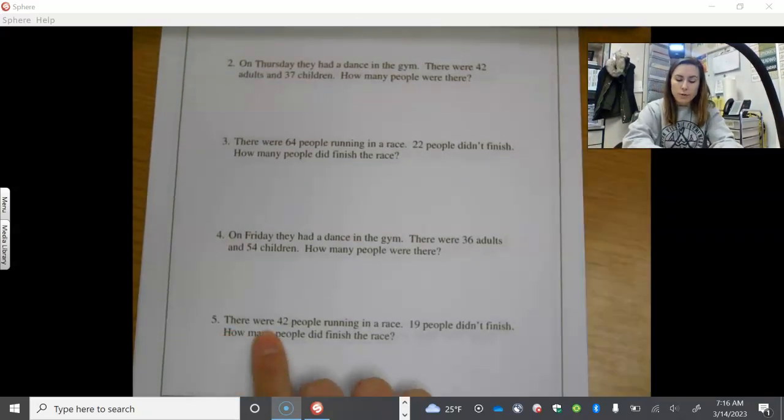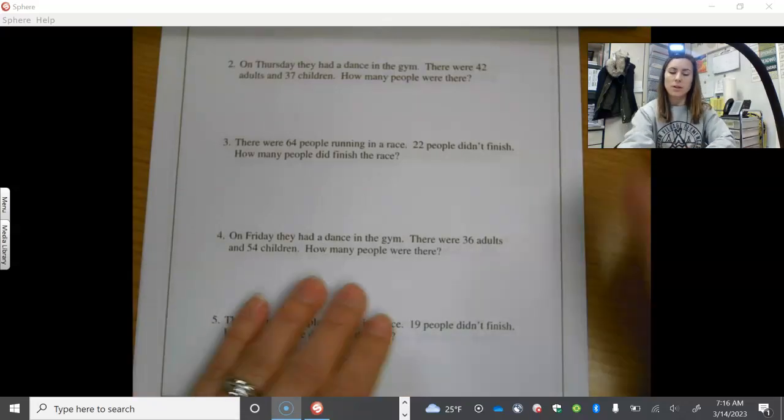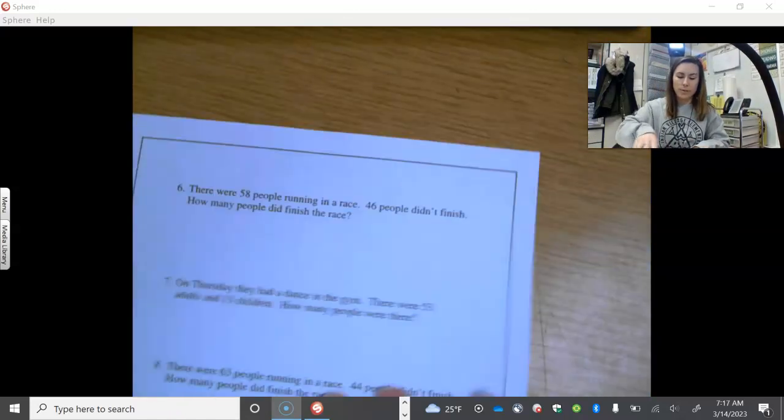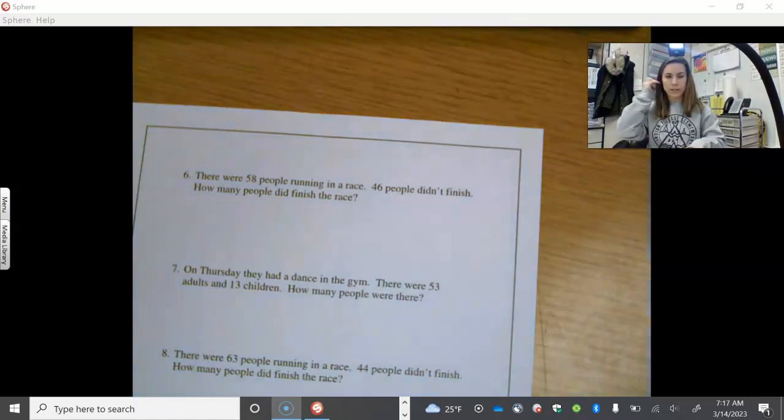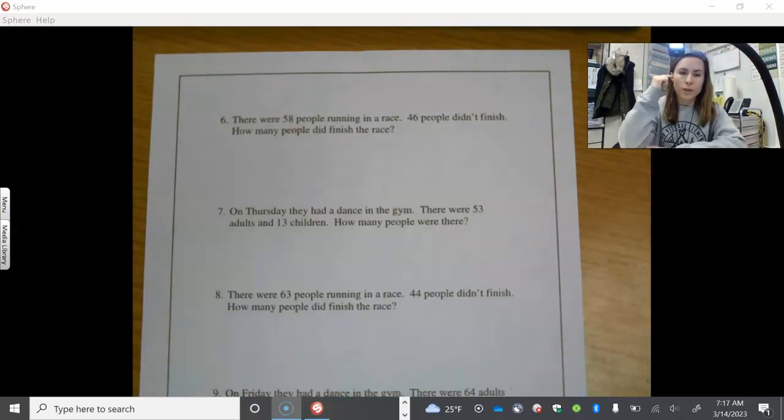Number 5, there were 42 people running in a race. 19 people didn't finish. How many people did finish the race? All right, remember there is a backside, so make sure you pause it before I read the backside, where we're going to notice the same kind of patterns in our stories.